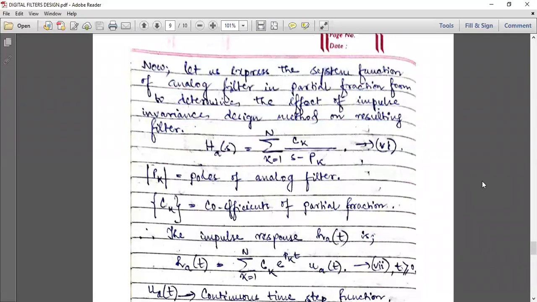See, now let us express the system function of the analog filter in partial fraction form to determine the effect of the impulse invariance design method on the resulting filter. Okay, now we will actually be coming to the point that we were talking about, the impulse invariance method. So you see, H_a(s) equals summation of k equal to 1 to N of C_k by (s minus P_k). So what is P_k? These P_k are the poles of the analog filter, and C_k are the coefficients of the partial fraction expansion.